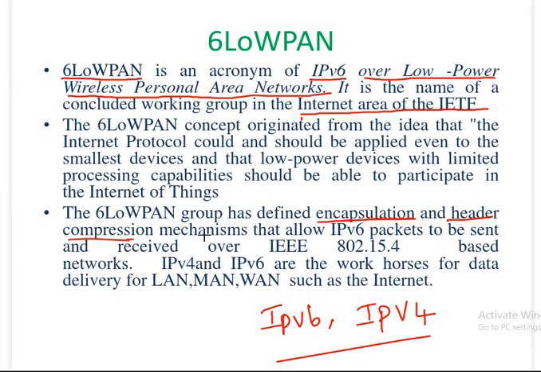Again, the communication has to happen between two different protocols, that is, from IP version 6 to an IEEE 802.15.4 based network. The 6LoWPAN also operates on IEEE 802.15.4, that means the personal area network protocol, the Zigbee protocol. And we know that IP version 4 and IP version 6 are mostly utilized for the delivery of data between the local area network, metropolitan area network, wide area network, and inter-network.